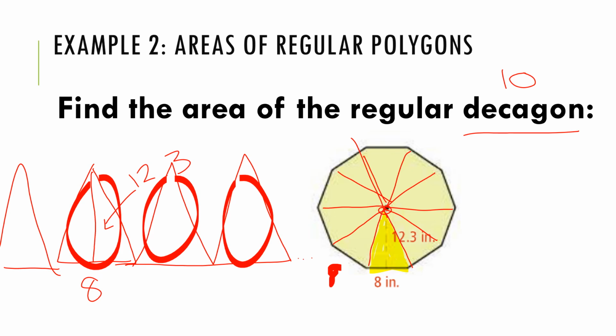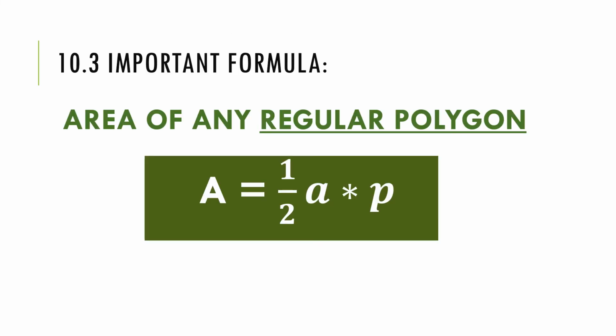So here's the quick formula for the area of any regular polygon: A equals 1/2 a times P. The important things to note are that lowercase a stands for the apothem, and P stands for the perimeter. So we're basically going to take all the bases of each triangle and just multiply it, right? Find what the whole total perimeter is.